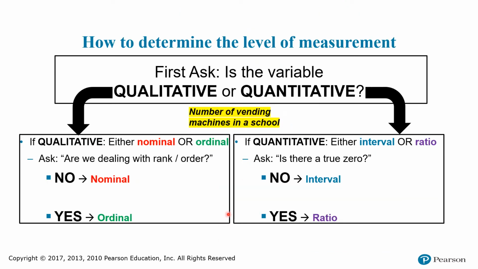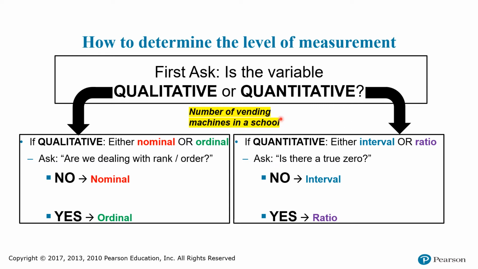Let's try applying what we've learned to determine the level of measurement for different variables. We're going to do this by asking ourselves a series of 2 questions in order to figure out which level we're at. So the first question we're going to ask is, is the variable qualitative or quantitative? Let's take a look at our first example, the number of vending machines in a school.